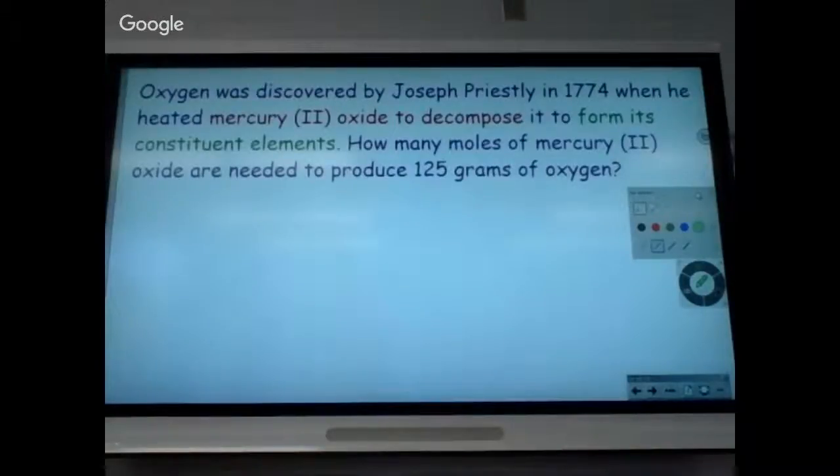You don't have to write the part about... You can start with... Underline what we have to write. You can start with mercury II. You don't have to start with "oxygen was discovered by Joseph Priestley," but you've got to start with mercury II oxide.